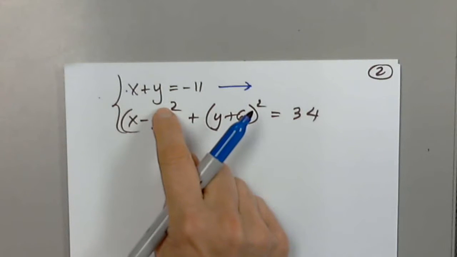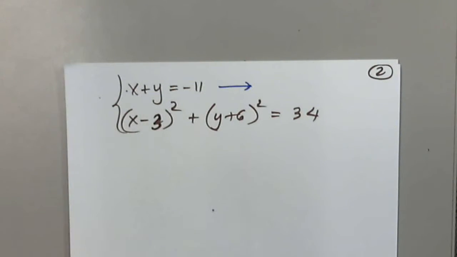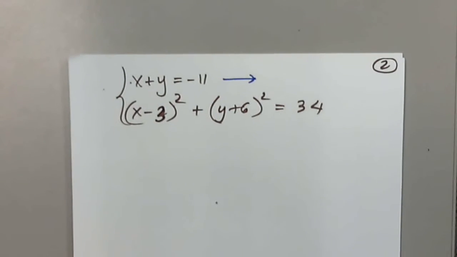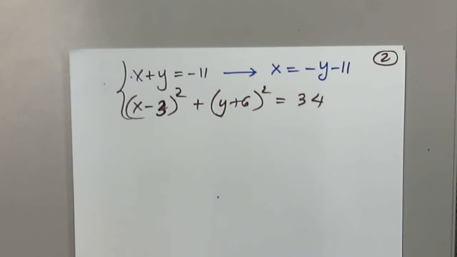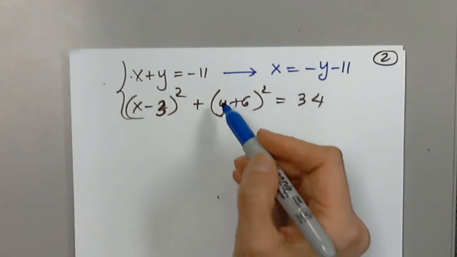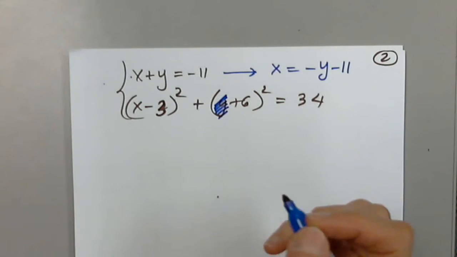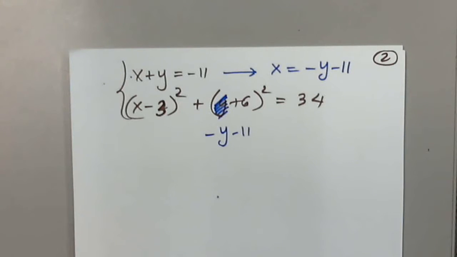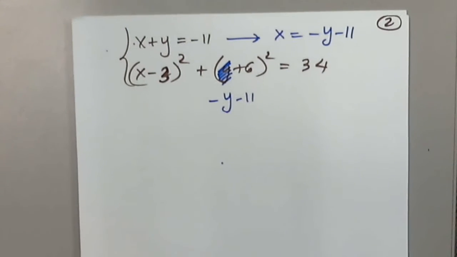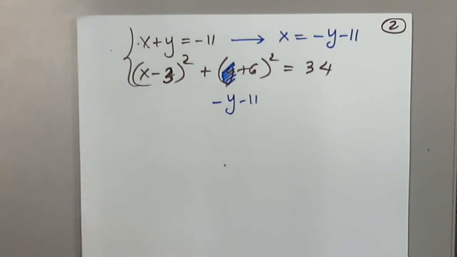Do I solve this equation for x or for y? Let's solve for x. So x is negative y minus 11. So far, so good? Now, in here, this will become negative y minus 11. So far, so good?